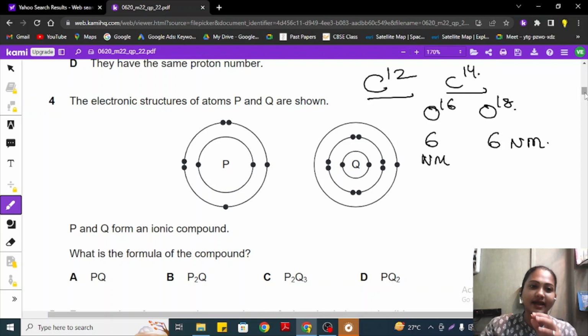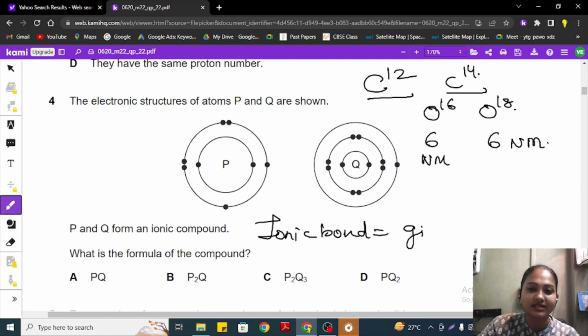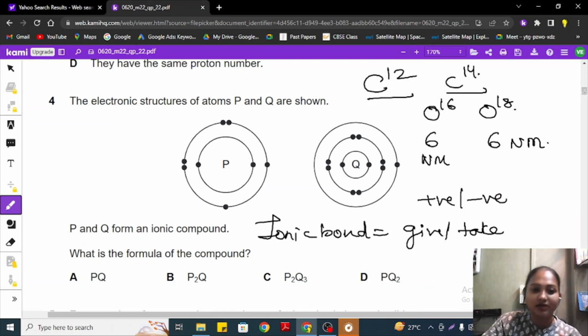The fourth question says that the electronic structure of P atom is given, and for Q it is given. Now, P and Q form an ionic compound. An ionic compound is basically formed with the help of an ionic bond. And what is an ionic bond? Where there is give and take of electrons, forming cations and anions. Definitely, for an ionic compound, one has to be a cation and the other has to be an anion. So, what is the formula of the compound? We have to find out here.